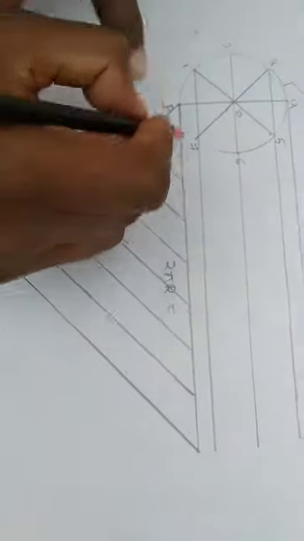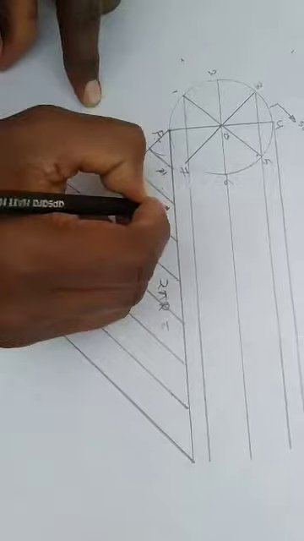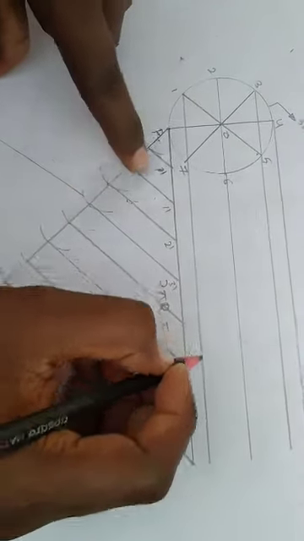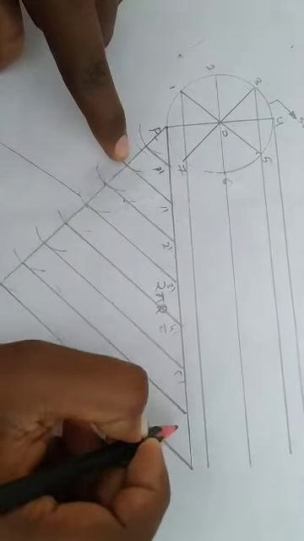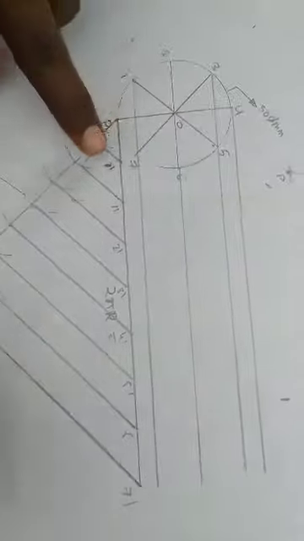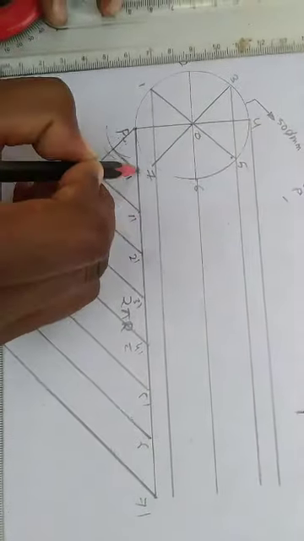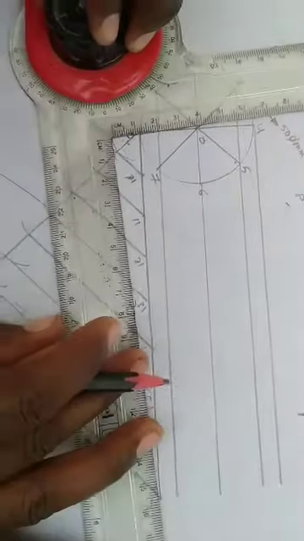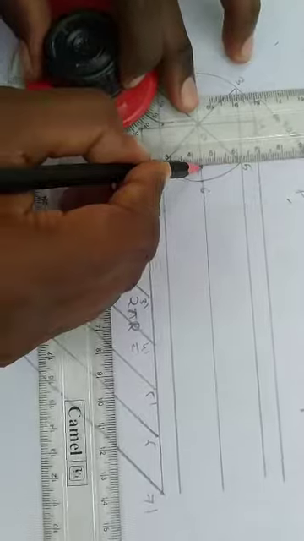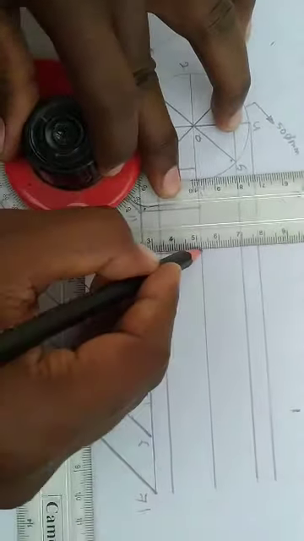Okay, we are dividing into 8 equal parts. 1 dash, this is P dash, 1 dash, 2 dash, 3 dash, 4 dash, 5 dash, 6 dash and 7 dash. Okay, the next, draw perpendicular lines to this point.